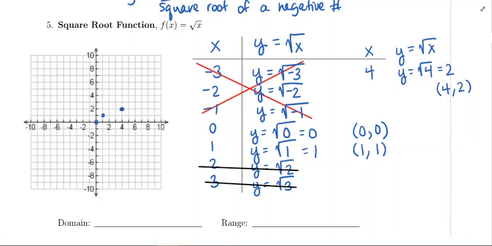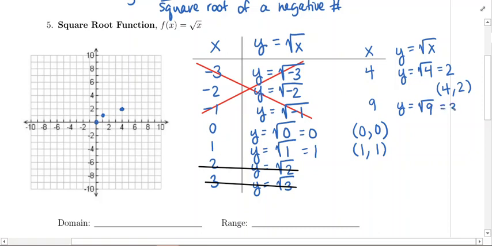But if x is 9, then the y value is going to be the square root of 9, and I know that one off the top of my head. The square root of 9 is 3. So if x is 9, the y value is 3. That's going to be another good point to plot.